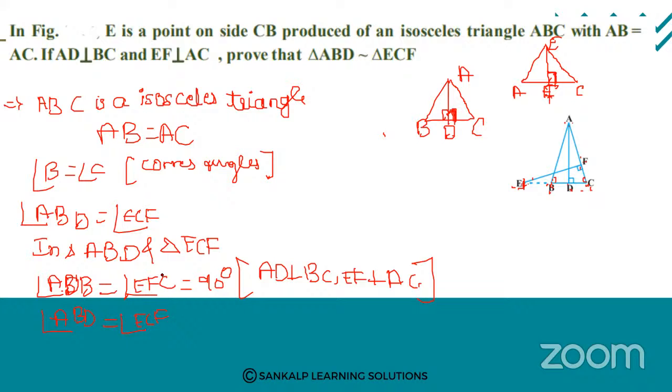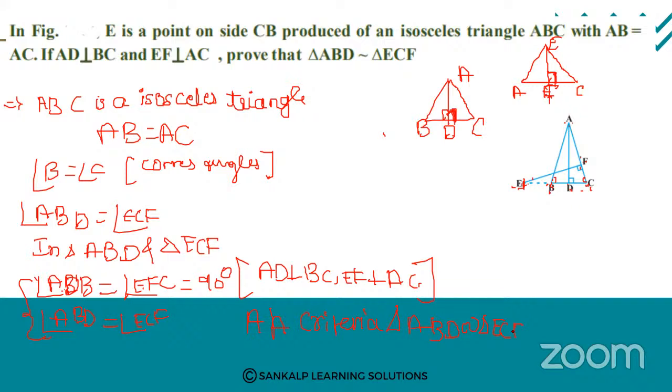So what we said here, we write the same thing here, because we have to say that two angles are equal. B is equal to C because these are corresponding angles of the isosceles triangle. That means here two angles are equal. By using AA criteria, we can say that triangle ABD is similar to triangle ECF.